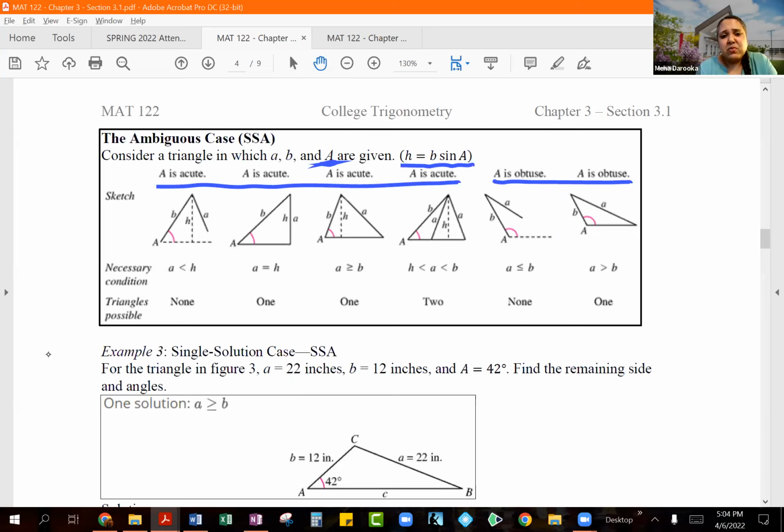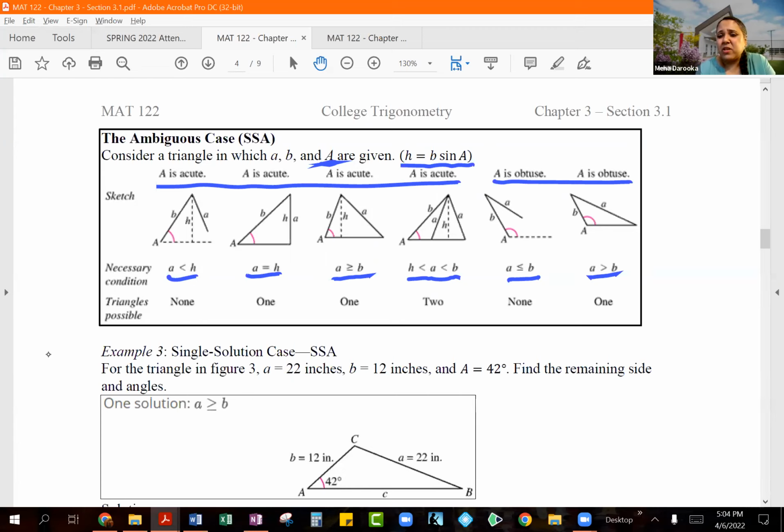Then they're also telling you, is side a smaller than that perpendicular height in the middle? Is side a the same as that vertical perpendicular height? Is side a greater than or equal to side b, which if they're equal would make it an isosceles triangle? And is h smaller than a, and a smaller than b? Then over here you've got a being smaller than or equal to b. And the last one is a being greater than b. So each one of these are distinct cases.